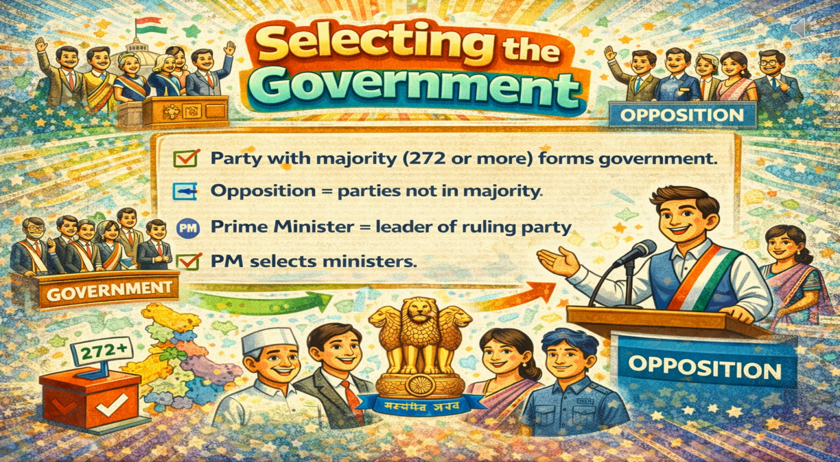One major function of parliament is selecting the government. The party that gets the majority, 272 or more seats, forms the government. Parties that are not in majority become the opposition. The leader of the ruling party becomes the prime minister, who then selects the ministers.